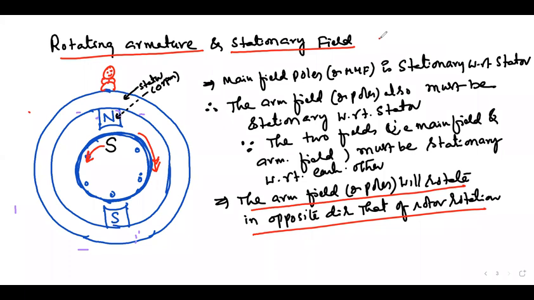Sir, in the previous case, I did not understand how that air gap MMF will be. Air gap MMF is the resultant of both. The north pole, south pole is rotating, no? Phi r is the resultant of phi m and phi a. The resultant will be in between, and both are in the same direction, so the resultant will also rotate in the same direction.